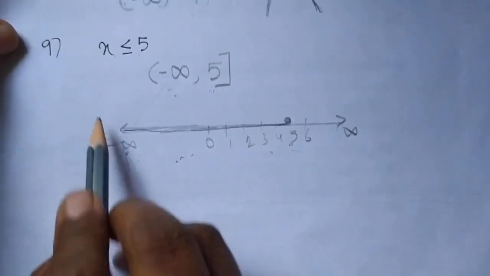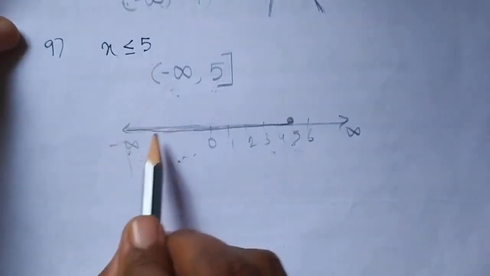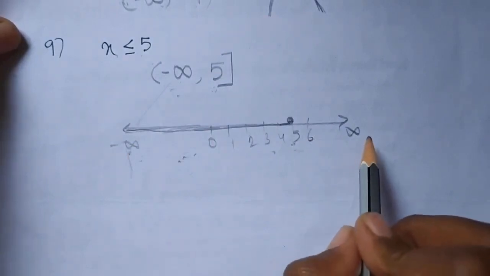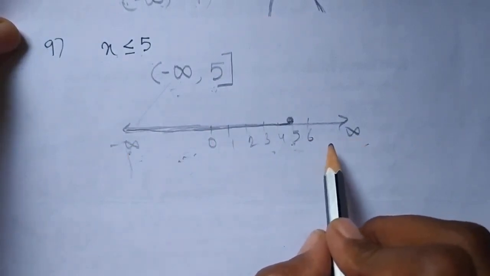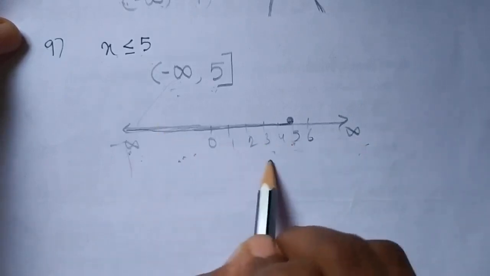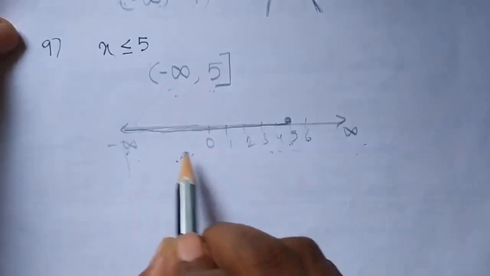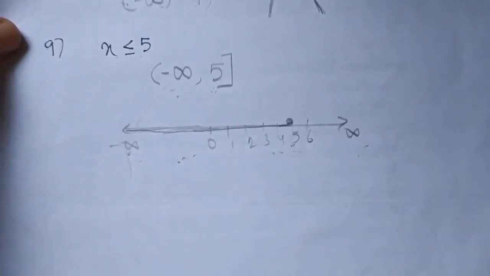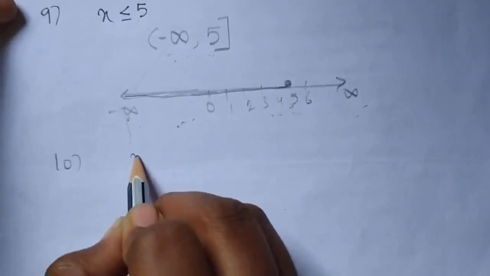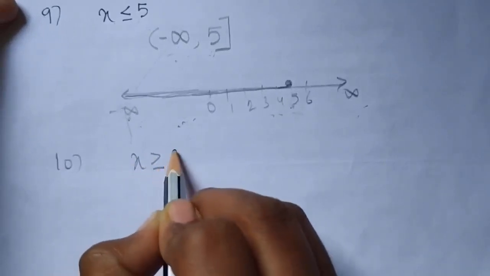If they just ask you to solve the inequality, then no need to draw a number line. If they mention that show the solution set on the number line, then you have to draw the number line. But for your reference to write the solution set, you can consider the number line. Another example, 10th one, x greater than or equal to 6.